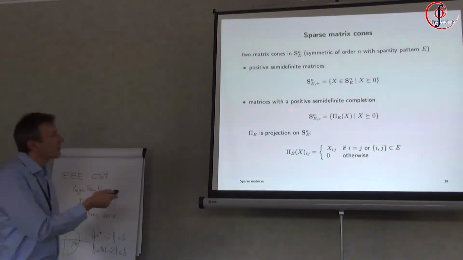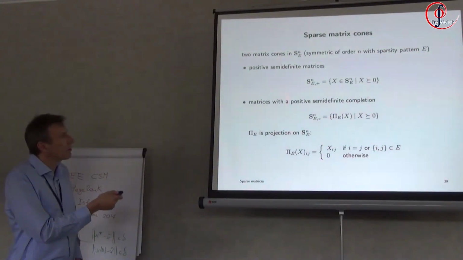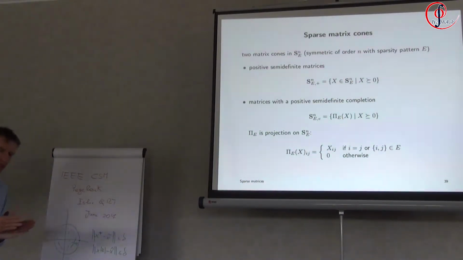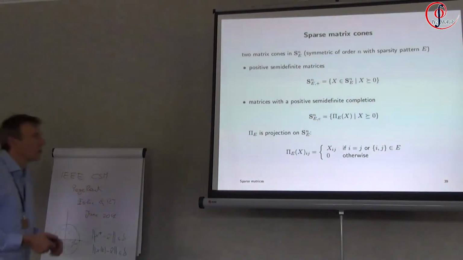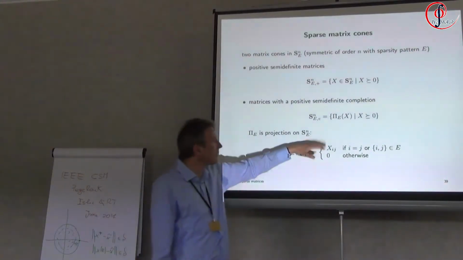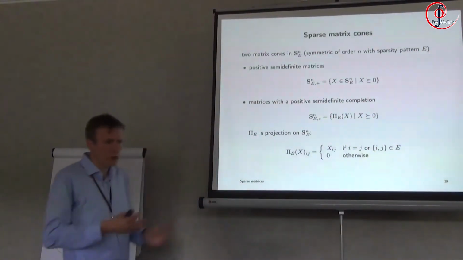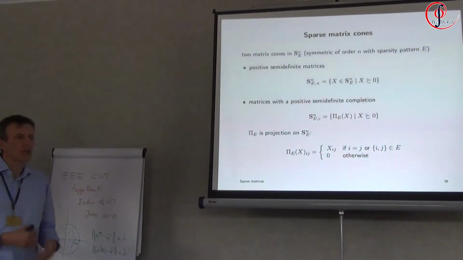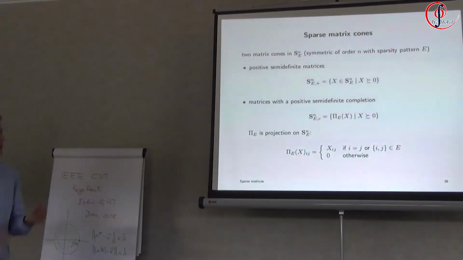The other cone is the matrices with a positive semi-definite completion. So in the tridiagonal case, it would be the tridiagonal matrices that can be extended to a positive semi-definite matrix. So you can replace the zeros outside the band by other elements that make the matrix positive semi-definite. Or a faster way to say this, it's the projection on the sparsity pattern of the cone of positive semi-definite matrices. You obtain an element in that cone by taking positive semi-definite matrices and then setting everything outside the three diagonals to 0.